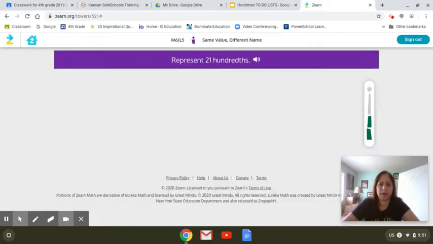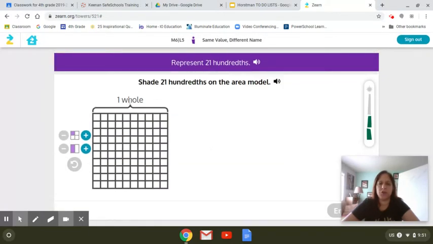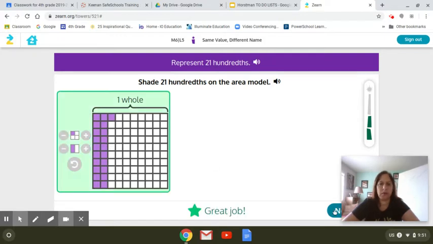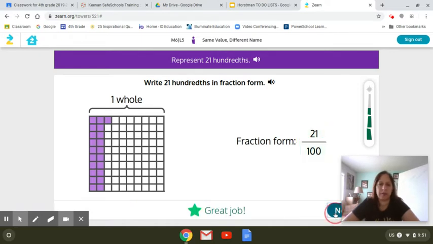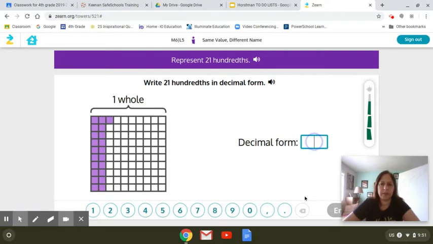So now let's look at this one. 21 hundredths. So I know that one of these is 10. Another one is another 10. That makes 20. And then one more. So there's 21. Now, fraction form would be 21 out of 100 because there's 21 pieces shaded out of 100. The decimal form, again, 0.21, 21 hundredths.